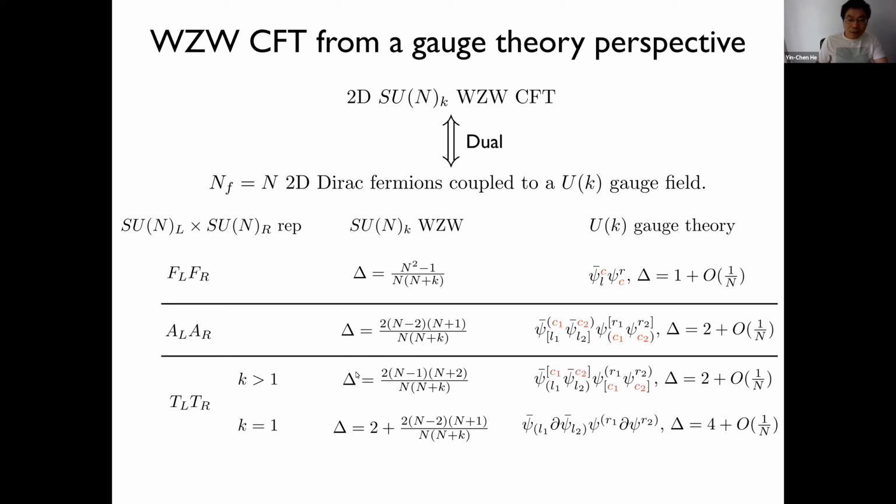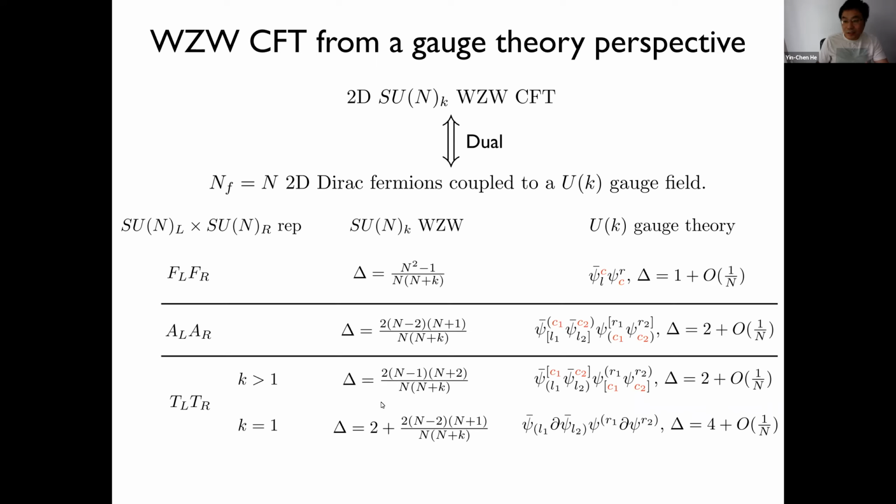The interesting thing happens if we consider another representation, a symmetric rank 2 tensor in both SU(N) left and SU(N) right. We know that in the Wess-Zumino-Witten CFT, the lowest operator at k larger than 1 is again a Casimir primary with this scaling dimension. But at k equals 1, this Casimir primary becomes a null operator. The lowest operator will then be a Casimir descendant obtained by applying a current on this operator, and then we get its scaling dimension like this.